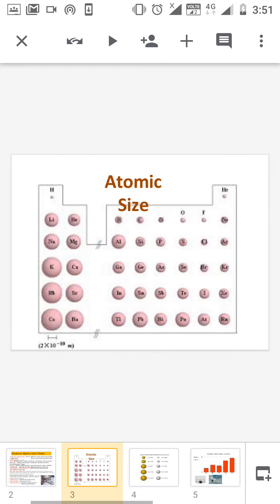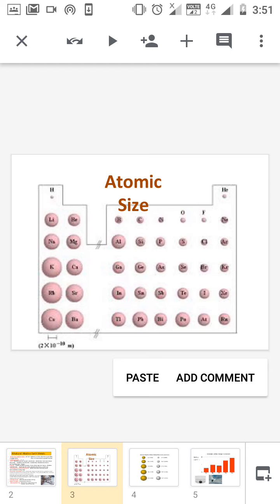See here, this is the periodic table. The largest size of the elements goes to the alkali metals. So in the alkali metals, when we move from top to bottom, the size increases. This is mainly due to the influence of the nucleus on the outermost shell decreasing periodically, the number of shells increasing, and the screening effect of the inner electrons.